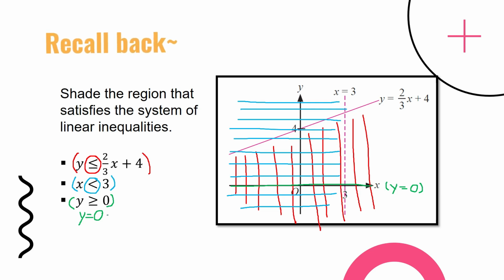But first, before we draw the line, we must see, is it a dashed line or a solid line? This linear inequality says that this is a solid line because it has equal. And then we check the third linear inequality. It says higher than or equal. So it must be in the above region, above here. Okay, we check here.